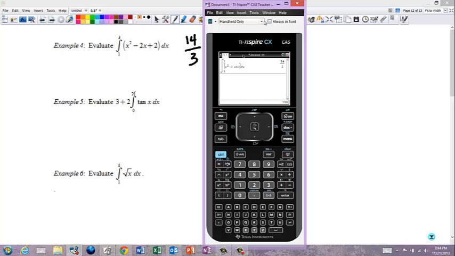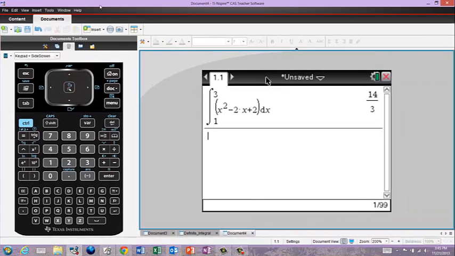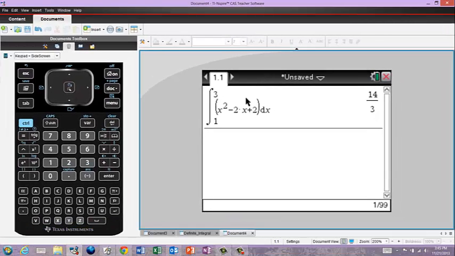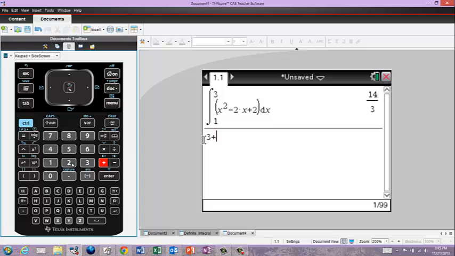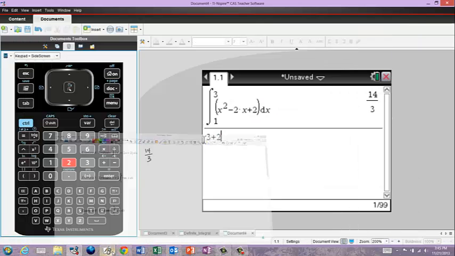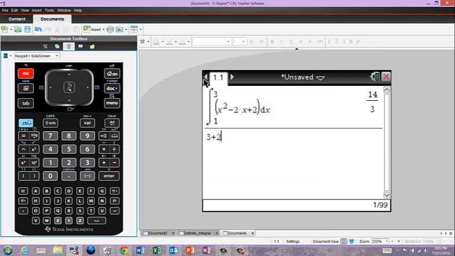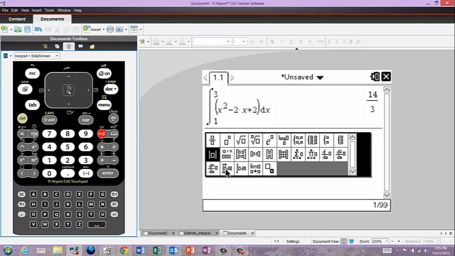And just in case you couldn't see that, there it is. Okay, 14/3. So the next one is 3 plus 2, the integral. Menu is one way, and the other way to do it is to hit this little book right here, and let me go to the calculator that most of us have. It's right here, this little button, and the integral is right there.